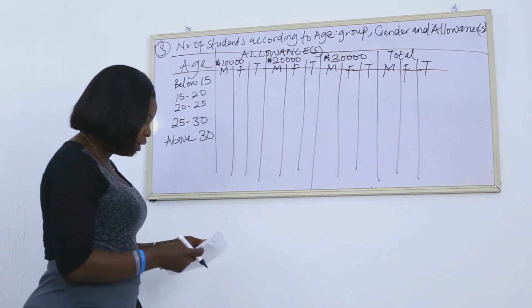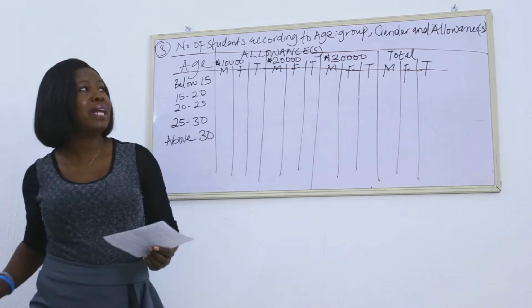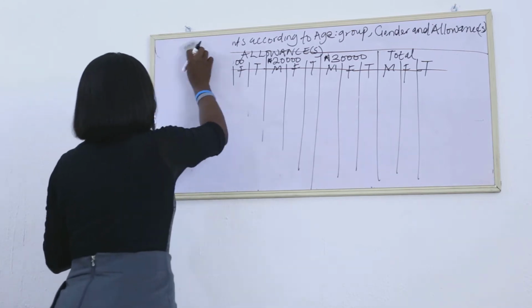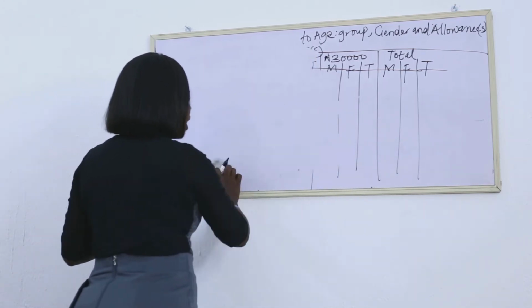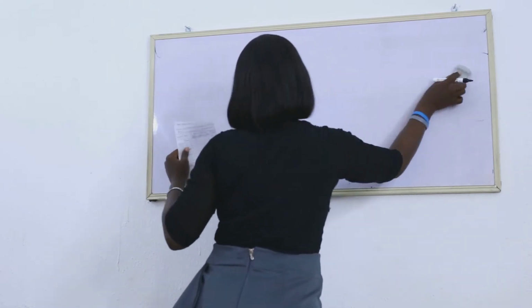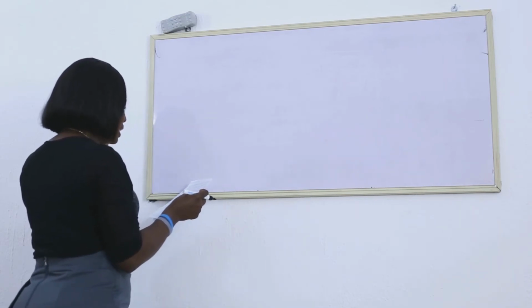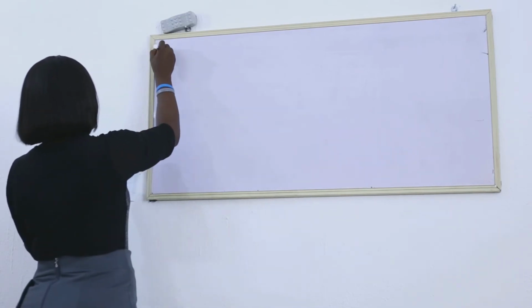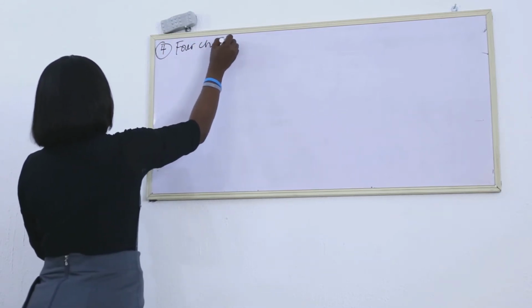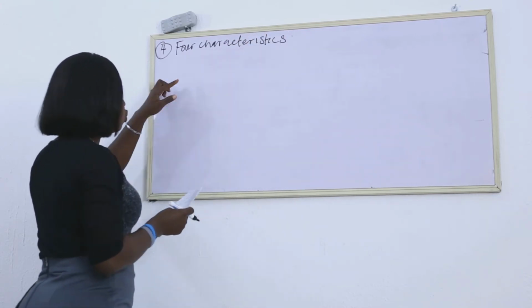Okay, then another example we'll be looking at is a table that shows 4 characteristics. And before I go to a table that shows 4 characteristics, I want to explain what are the things we are expecting to see on that table. For this type of table, we want to represent 4 characteristics. And what are we trying to represent?